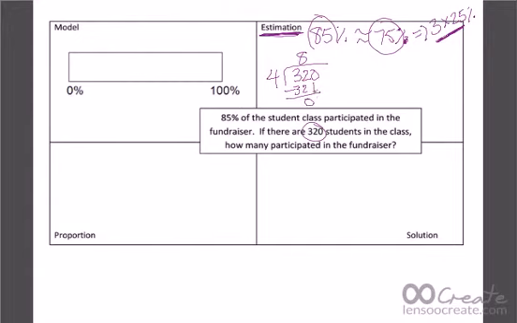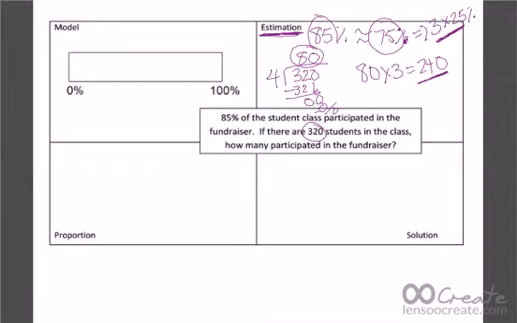Gives me 0. Bring down my 0. 4 goes into 0. 0 times 4 is 0. All right. So 80. Okay. So 1/4 of 320 is 80. So 80 times 3 is 0 times 3 is 0. 8 times 3 is 24. So 240. So my estimate is 240.